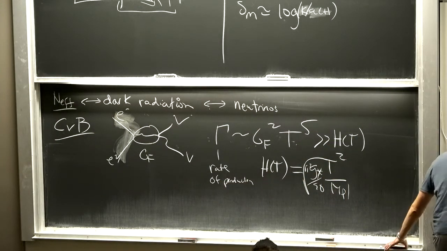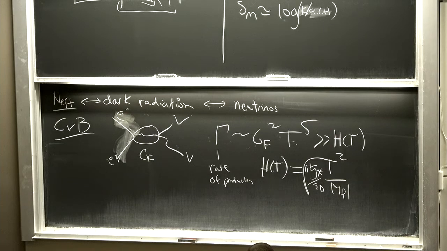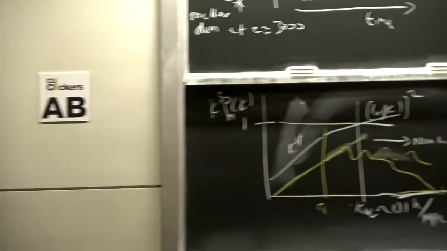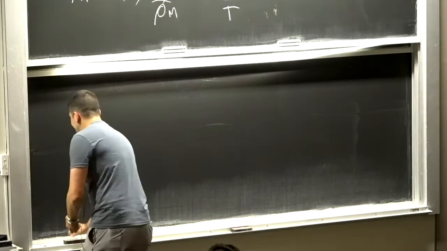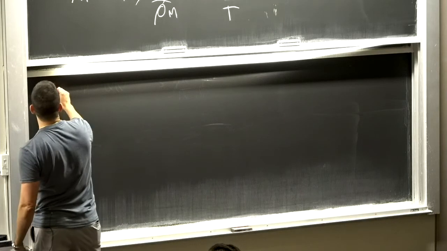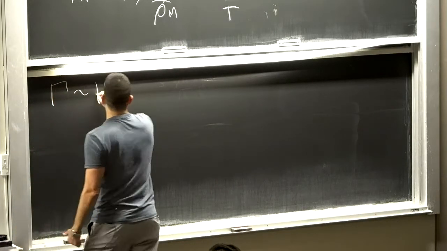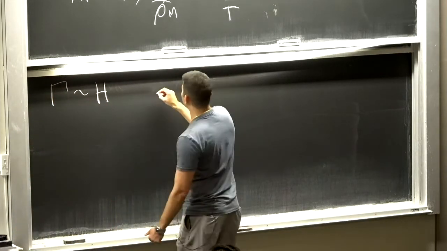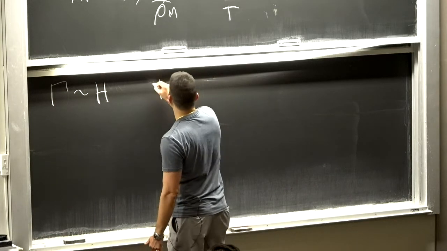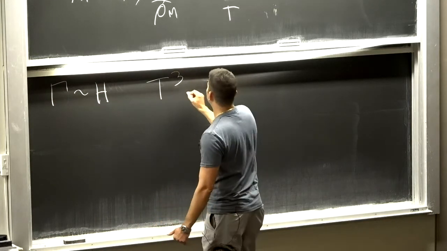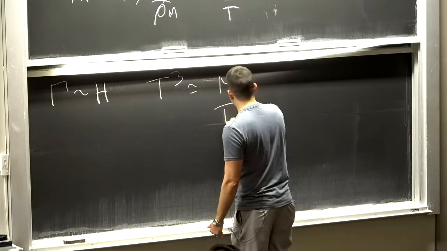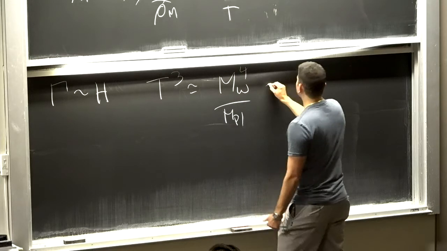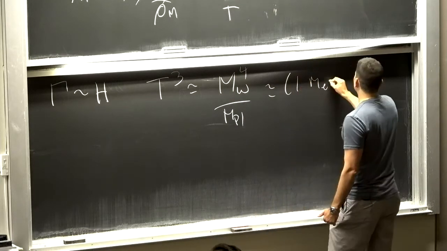If you estimate where this crossover happens, it happens when Gamma is approximately equal to H. Roughly speaking, that's when the temperature cubed is approximately the mass of the W to the 4th divided by M Planck. And this is about 1 MeV cubed.